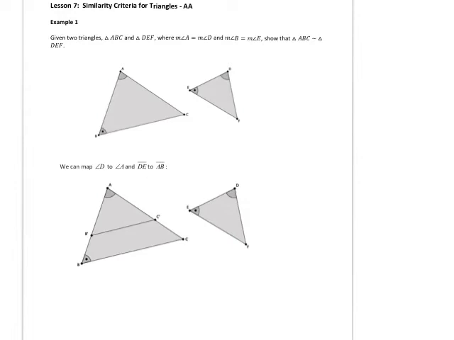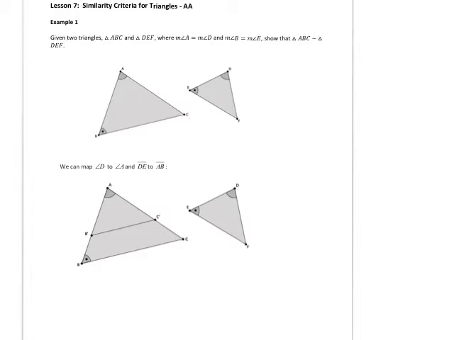In this lesson, we're going to come up with an efficient way to prove that two triangles are similar to each other. Just like we had triangle congruence theorems, side-side-side, side-angle-side, etc., the five congruence theorems, there are a few triangle similarity theorems that we're going to learn. And we're going to start with the one that we're going to use the most.